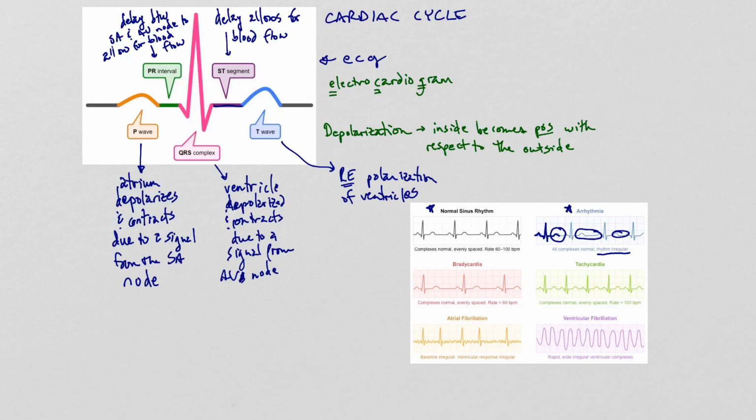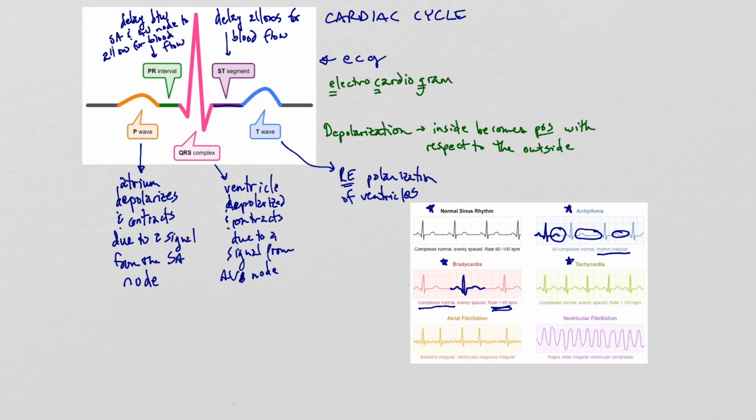Bradycardia is a slow heartbeat. Too slow. All of our complexes are normal. We still have our P, QRS, T, but the rate is too slow. So the space between them is too long.